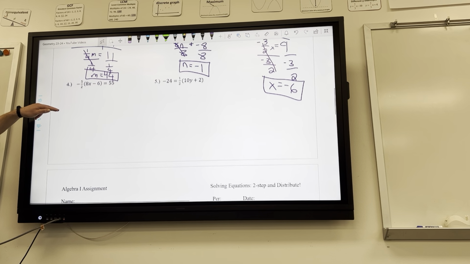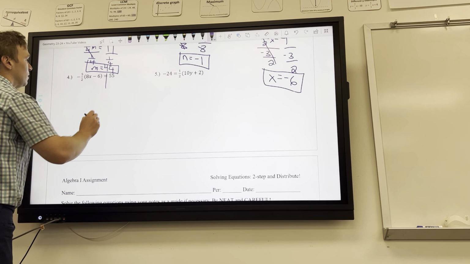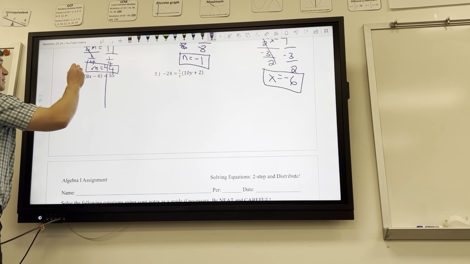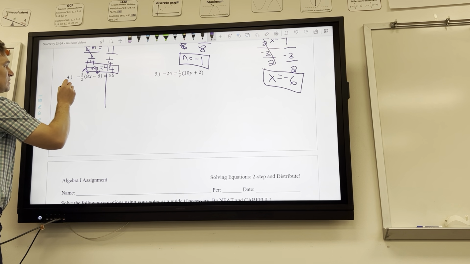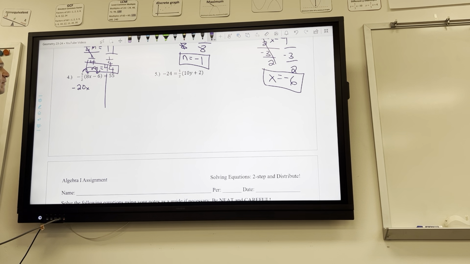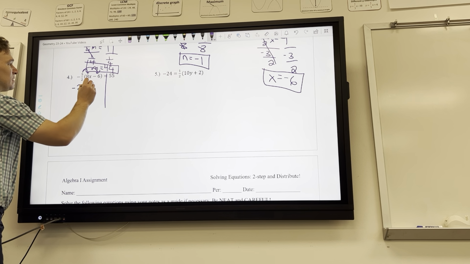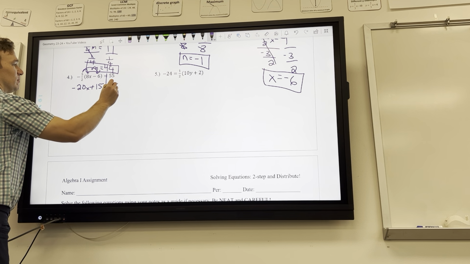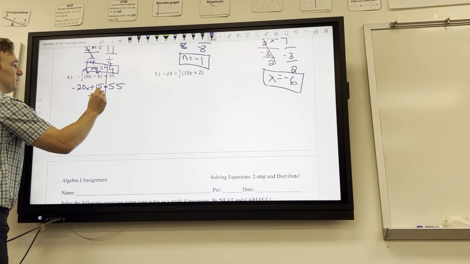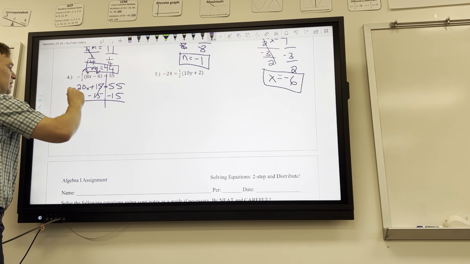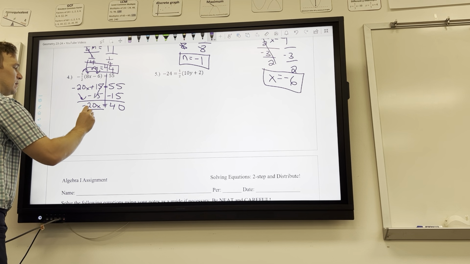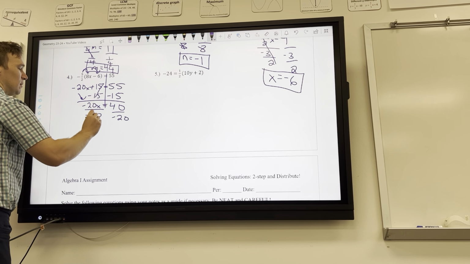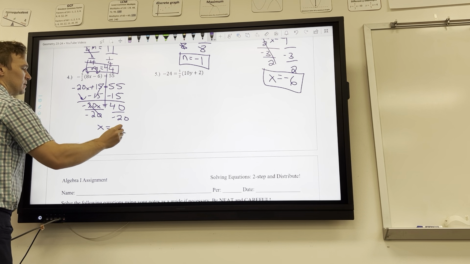Okay. Number 4, we have negative 5/2, and then 8x minus 6 in parentheses, so we do negative 5/2 times 8, and negative 5/2 times negative 6. Negative 5/2 times 8 is negative 20x, negative 5/2 times negative 6 is a positive 15. Is equal to 55 minus the 15 to both sides. That cancels. The negative 20x drops. 55 minus 15 is 40. And you divide by negative 20. 40 divided by negative 20 is negative 2.